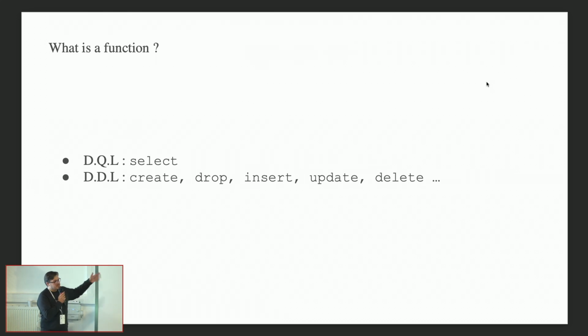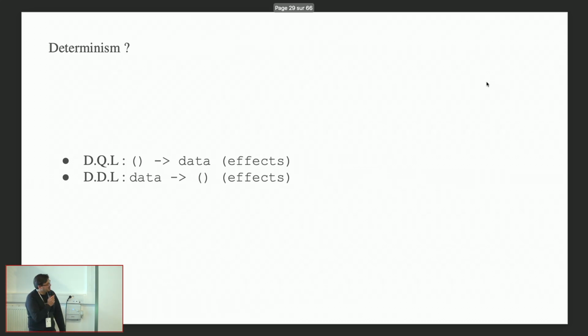So we can split SQL into many sub-languages. The two main ones are DQL, which is just select, the data query language, retrieving data from the database, and DDL, the data description language, and all the insert, update, delete. So you segregate what reads the database from what writes to the database. And once you do it, you can see it as a function.